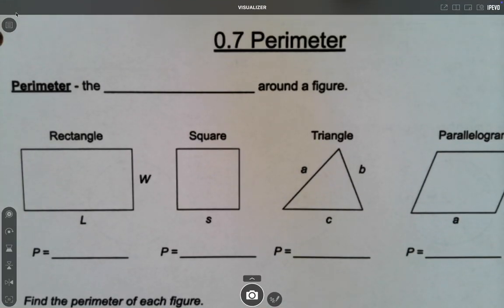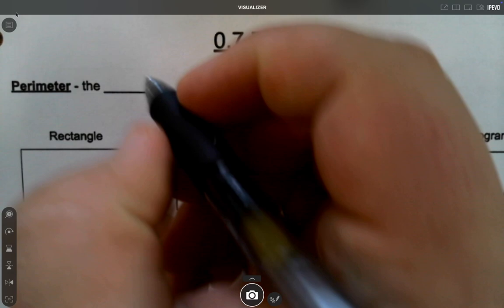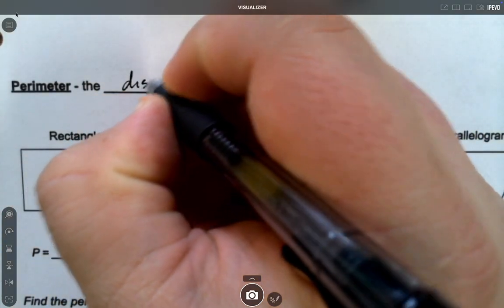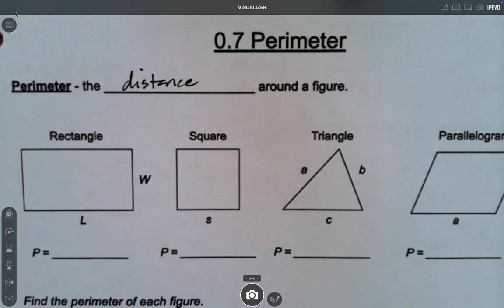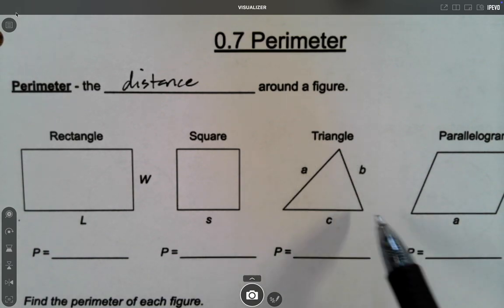Okay, now we're going to review some things from shapes. First, the perimeter. So a reminder, the perimeter is the distance around a figure. So a rectangle, it's the length of all four sides put together. Same for the square and the parallelogram, it's the length of all four sides put together. And for the triangle, it's the length of all three sides put together.